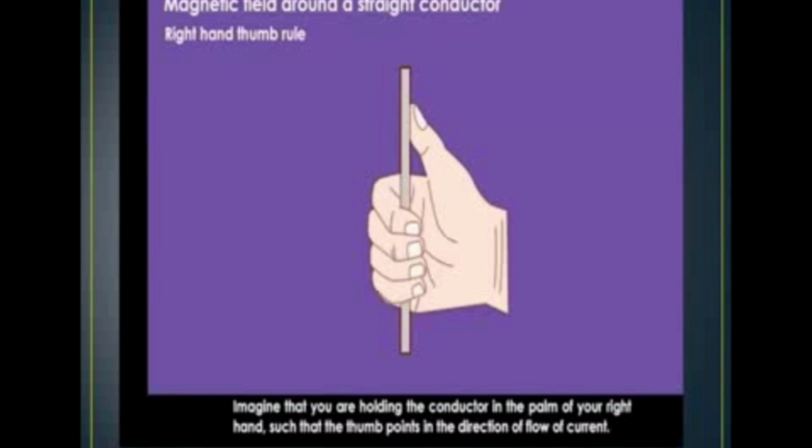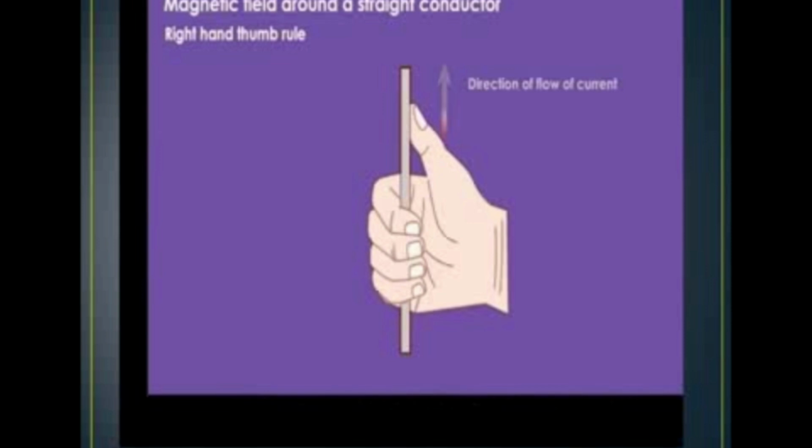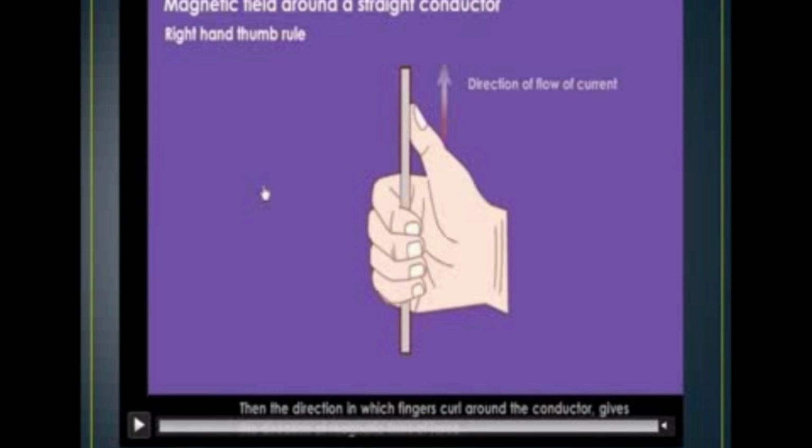The fingers around the conductor indicate the direction of the magnetic field. The thumb is the direction of flow of current, upward, and the fingers indicate the direction of the magnetic field lines it produces. This is called the right hand thumb rule. Okay, up to this we complete the session.